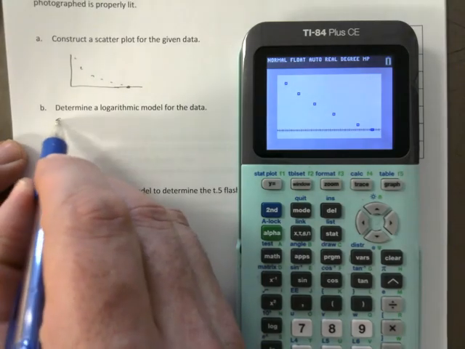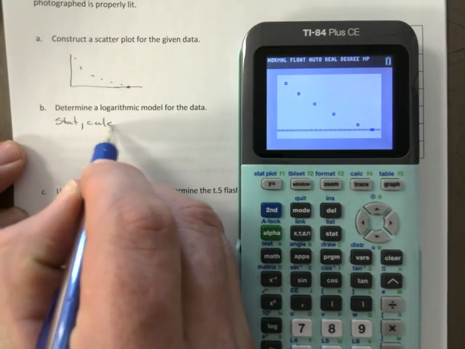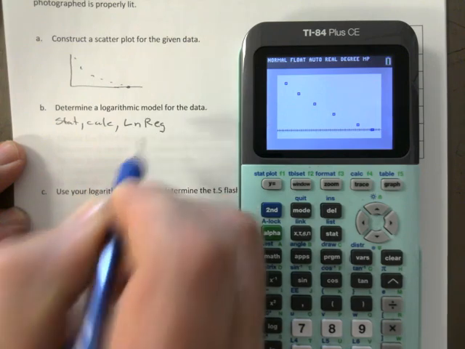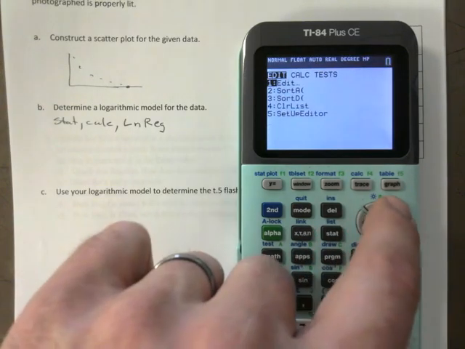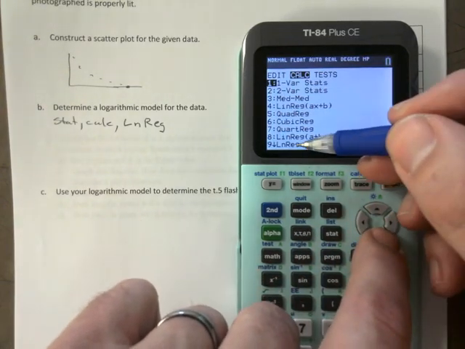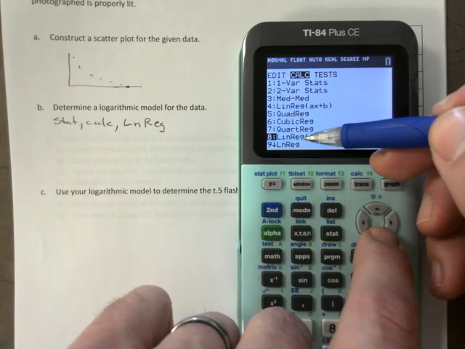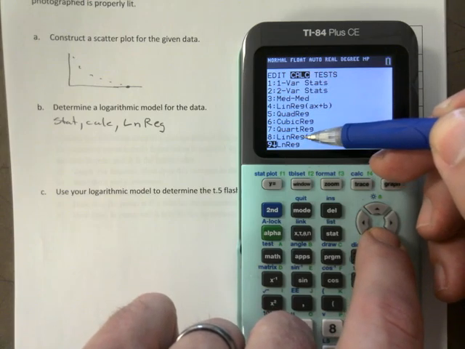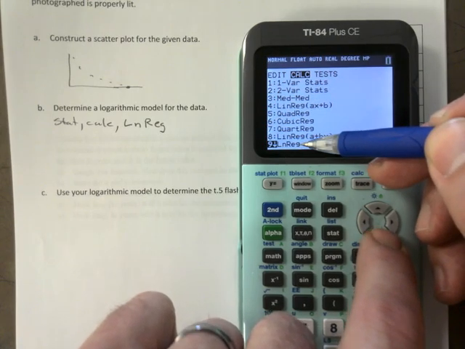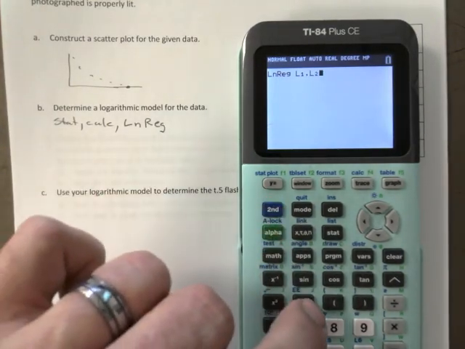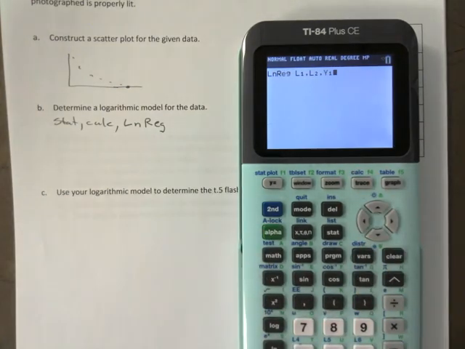So we're going to go stat, calc, and we're going to select natural log regression. So stat, calculate, and natural log is right here. I don't like that they put linear regression right next to that one, but you got to be careful. Pick that one. And then just feed it L1, L2, comma, alpha trace, as always. Everything else is the same. And there you have it.